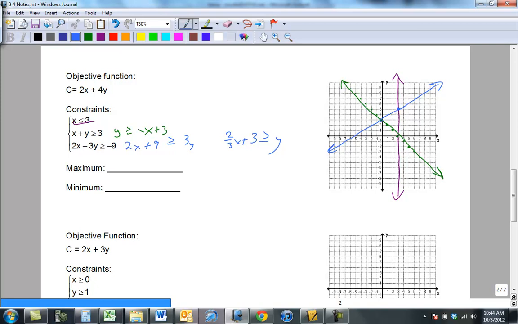Okay, so I graphed all 3 lines. So now we've got to find the feasible region, or the shaded area: to the left of the purple, greater than the green, so it's going to be above the green, and below the blue.